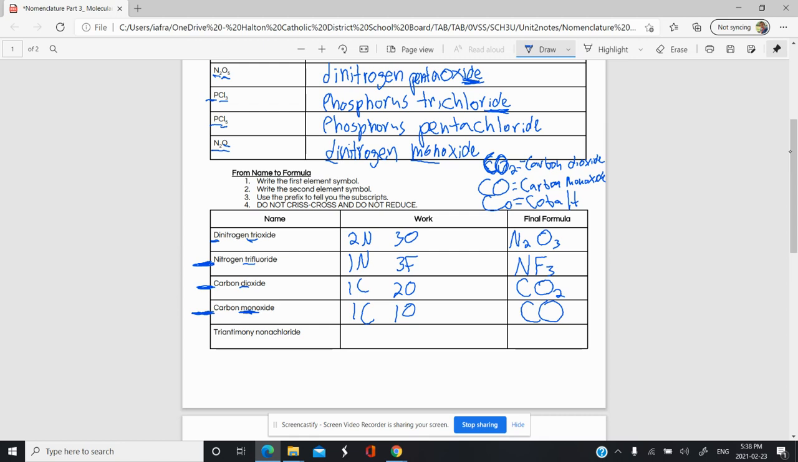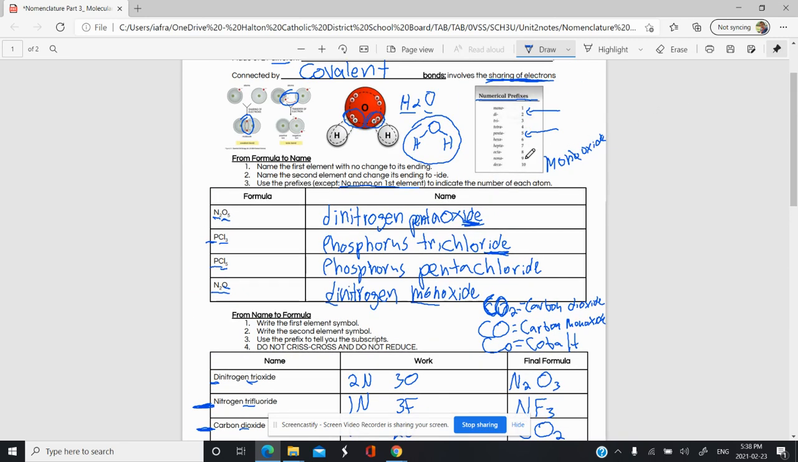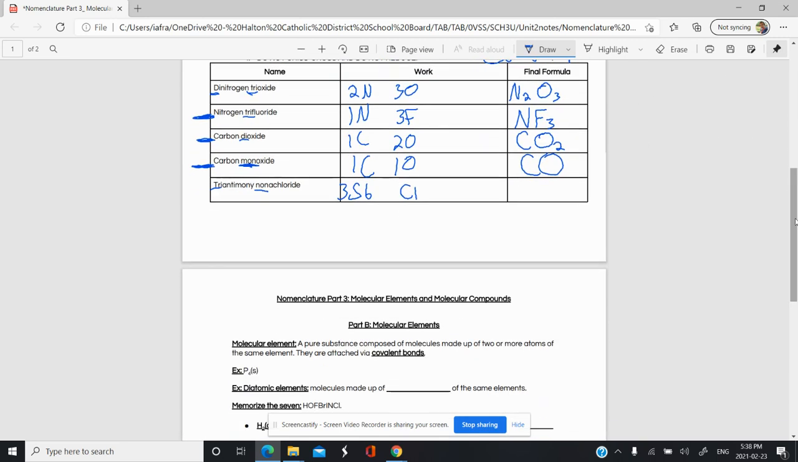Triantimony nonachloride. That one's a bit different. Antimony on your periodic table is Sb. Tri, there's 3 of them. Nonachloride, Cl. Nona, what is that? That's 9, just below deca, which is 10. So there's 9 Cls. So this is Sb3Cl9. No crisscrossing, no reducing.